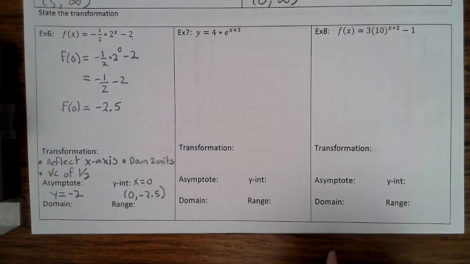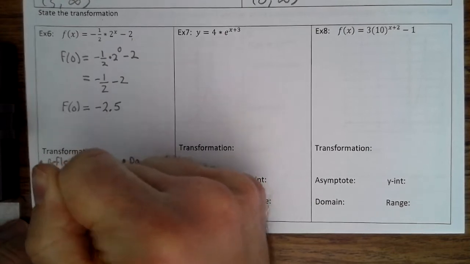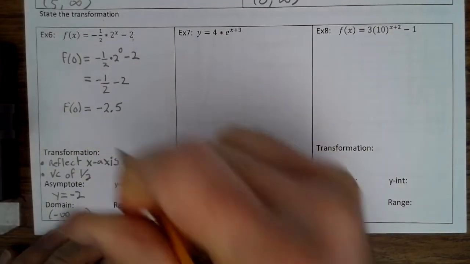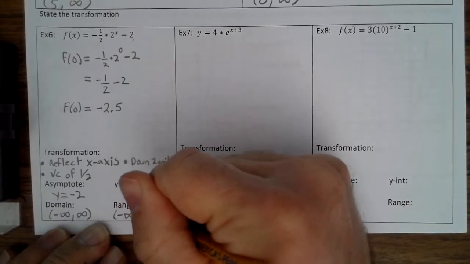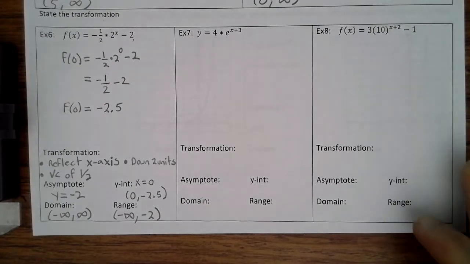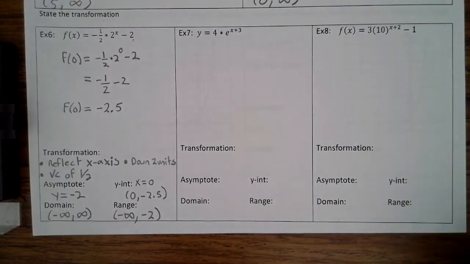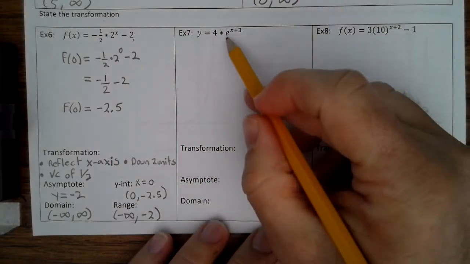Okay, domain is negative infinity to positive infinity. And range would be, because it reflected, from negative infinity to negative 2. So go ahead and finish up example 6. All right, now let's look at example 7. Okay, now I've used e because e and the power of 2 are pretty much in the same exponential family.